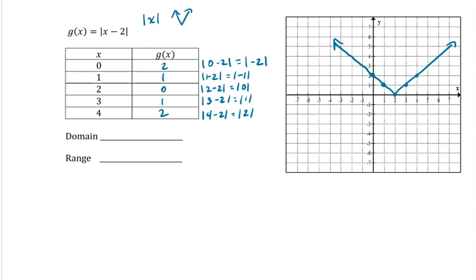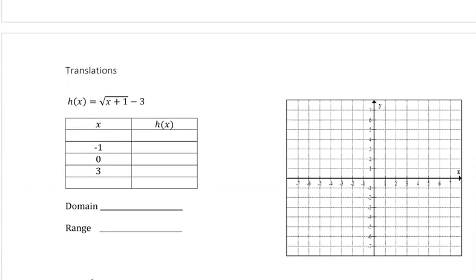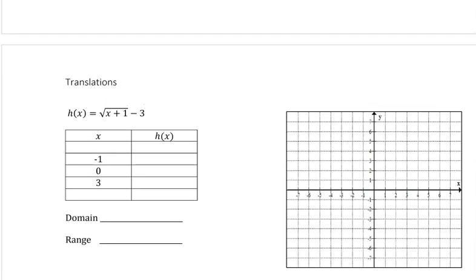Let's go ahead and do domain and range. So domain, arrows on the left and right, so negative infinity to infinity. Range, lowest it goes is 0. Highest it goes is infinity. All right, let's look at one more before we start talking about actual transformations. So this one's going to be the square root of x plus 1 and then minus 3.